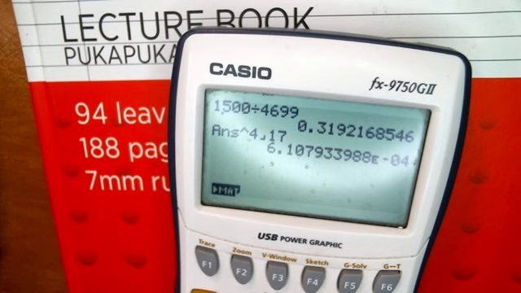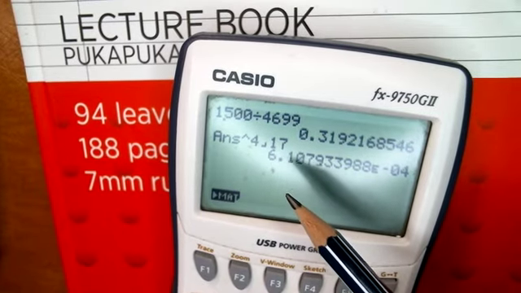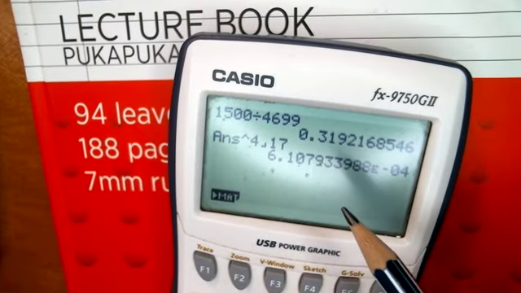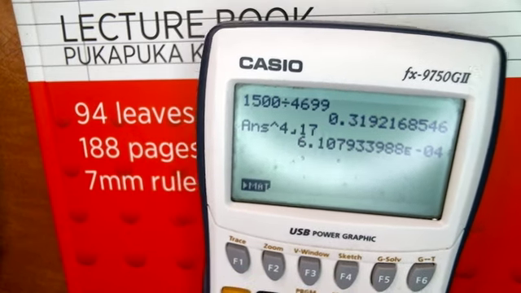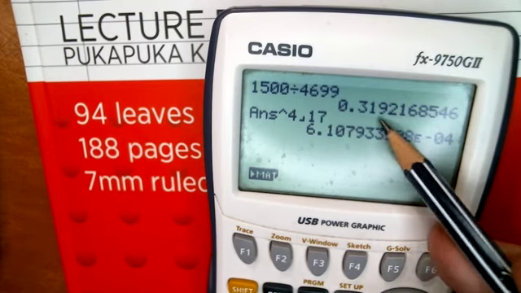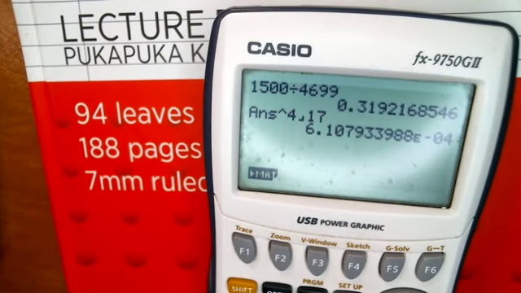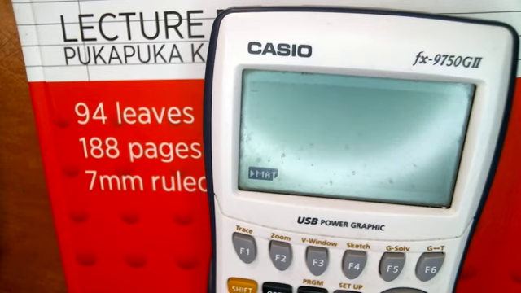Oh, look what it's done. It's put the answer to the power of 4 and then divided it by 17. We don't want that. This is the one problem with these calculators. You have to put 4 17ths in brackets. So we're going to take that amount there and put that to the power of 4 17ths in brackets. It's a nasty little thing this calculator does. Okay, let's go ahead and do that and see if we can make sense of that.